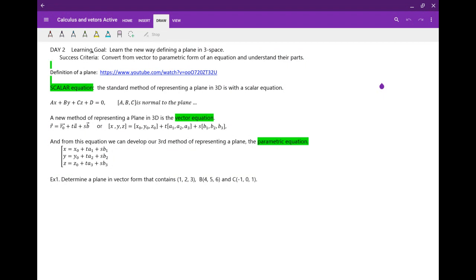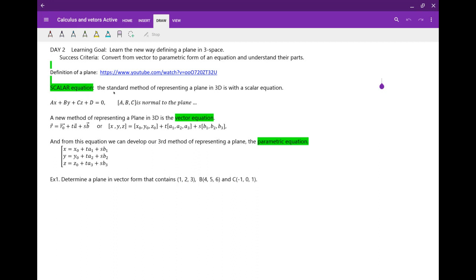Let's go over these learning goals. Learn a new way to define a plane and convert from vector to parametric form of an equation. Understand their parts. We're also going to do scalar form as well. So there are 3 ways of defining a plane, just like there were 3 ways of defining a line in 2D. So there are 3 ways of defining a plane in 3D. That would be the scalar equation, the vector equation, and the parametric equation. In today's lesson we'll go over all 3 of these different ways and take a look at all of them.